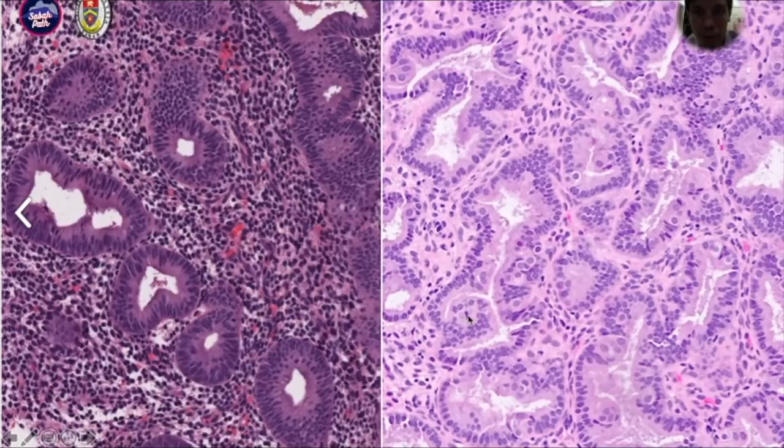Here mitosis 1, then here also mitosis 2, there are a few more, 3, in this field there are already 3 mitoses. So usually in endometrial hyperplasia the mitoses will be increased.